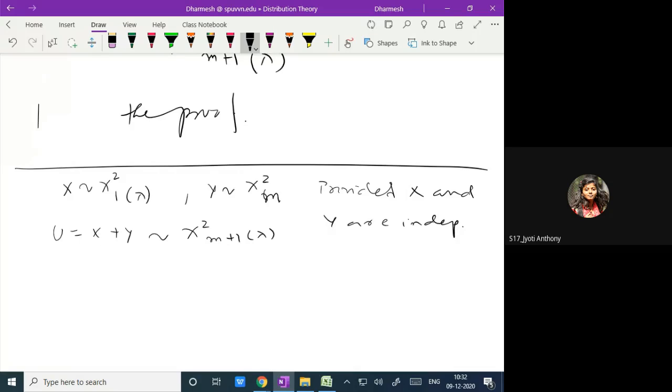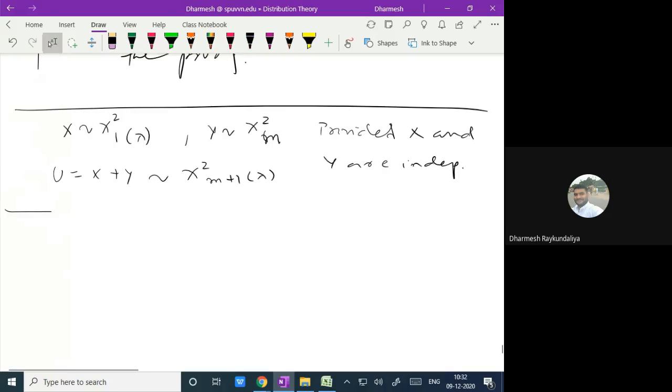So the same additivity property of the chi-square distribution continues with the non-central chi-square. If any one of the variables is a non-central chi-square, the sum of two independent random variables is also a non-central chi-square, with the sum of the corresponding degrees of freedom. That we have seen in the last lecture.